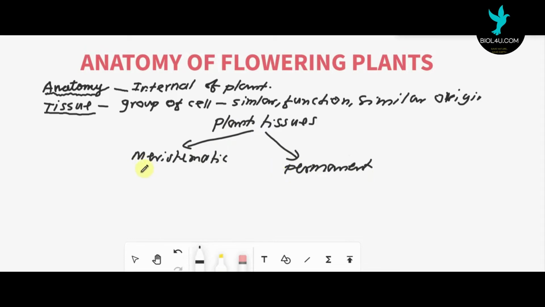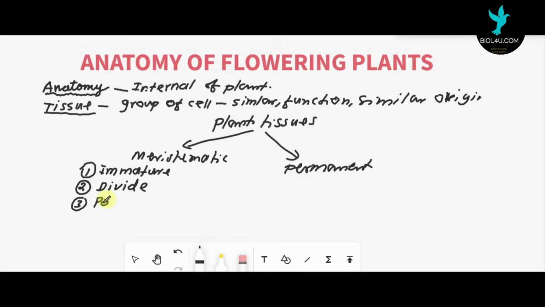Let us take some detail about the meristematic tissue. In the case of the meristematic tissue, the cells are immature. The first character of the meristematic tissue: the cells present in it are immature, not well matured. Another character of the cells in the meristematic tissue: it has the ability for division. It continuously divides. And the third property of the meristematic tissue: the cells are polyhedral.